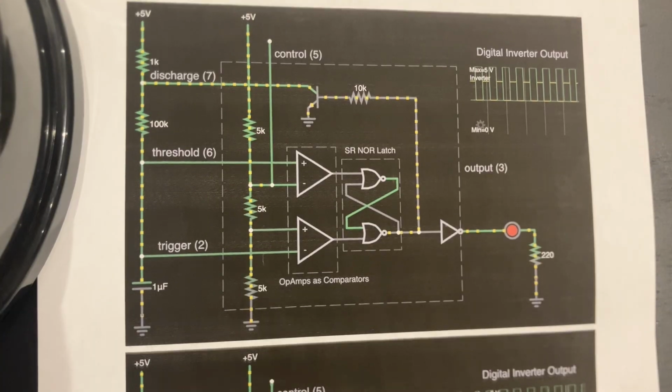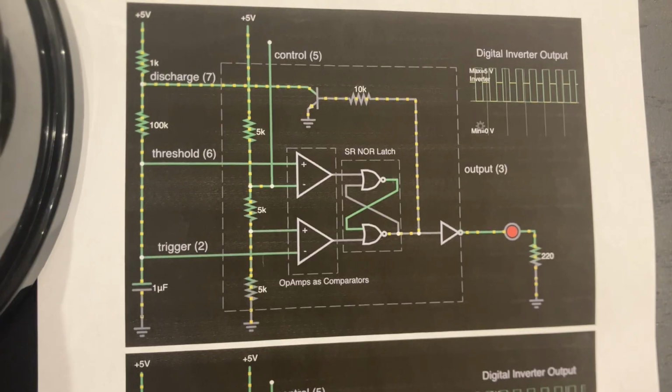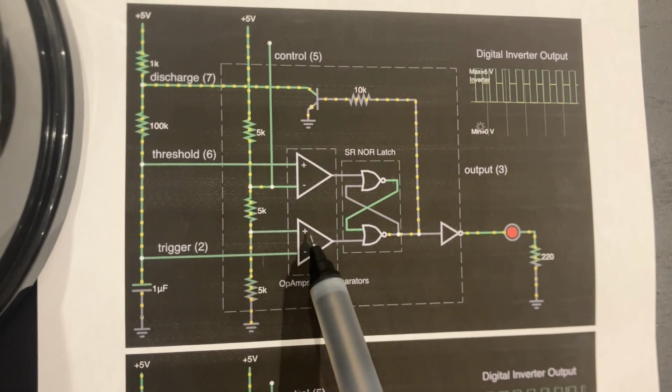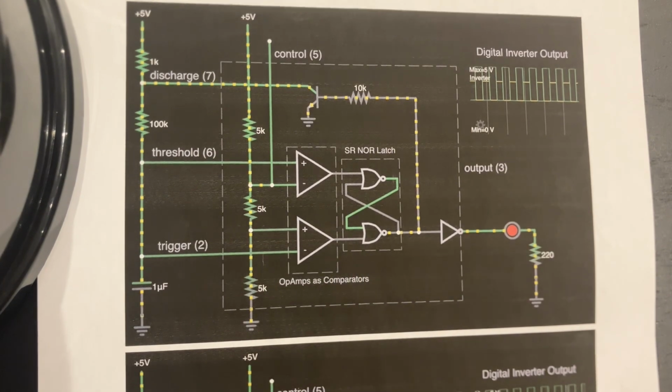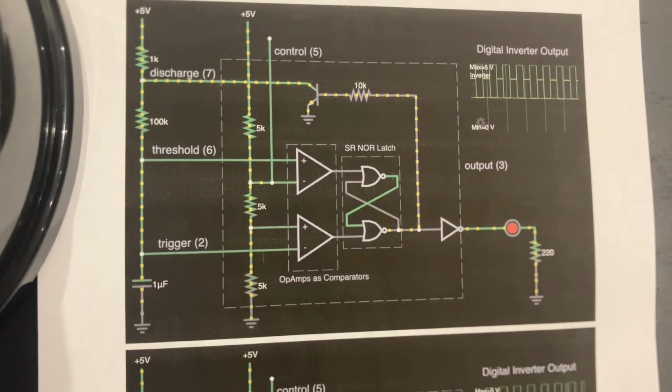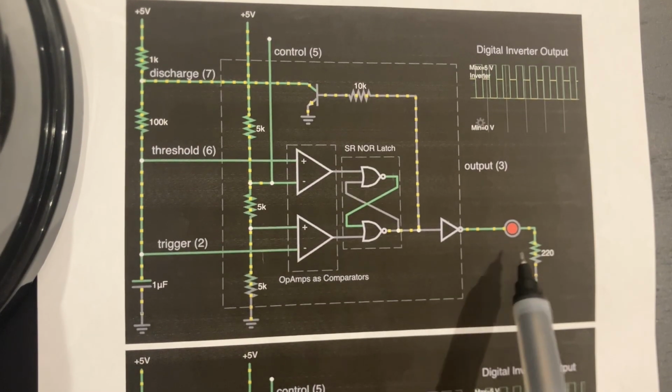When the capacitor charging the trigger pin goes above 1/3 VCC, now the inverting pin is larger than the non-inverting pin, so this goes low. The other input is already high from the previous action, so the SR NOR latch continues to output low, which is inverted, so the LED stays high.